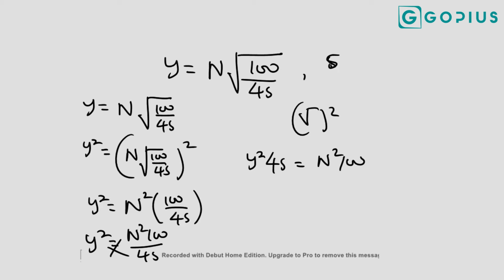Alright, so if we are making s the subject, what we have with s is y² times 4, or 4y², the same thing. So if we make s the subject, we divide both sides of the equation by that. So we have s equals 100n², which is still n² times 100, divided by, what is standing with s here is 4y². So we have divided by 4y². That is the new subject of formula.